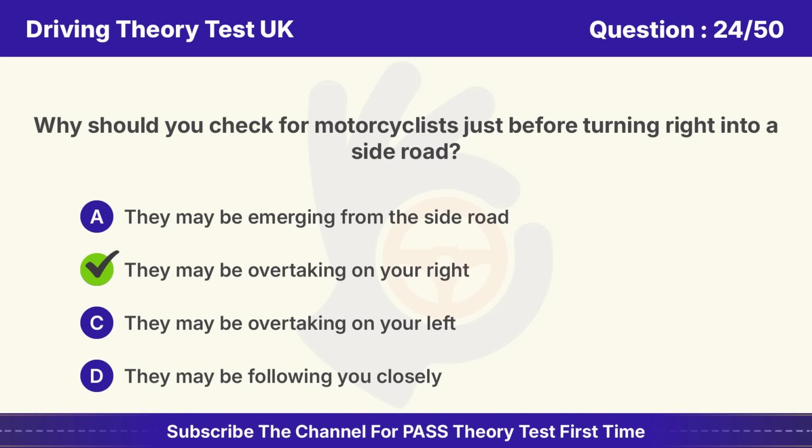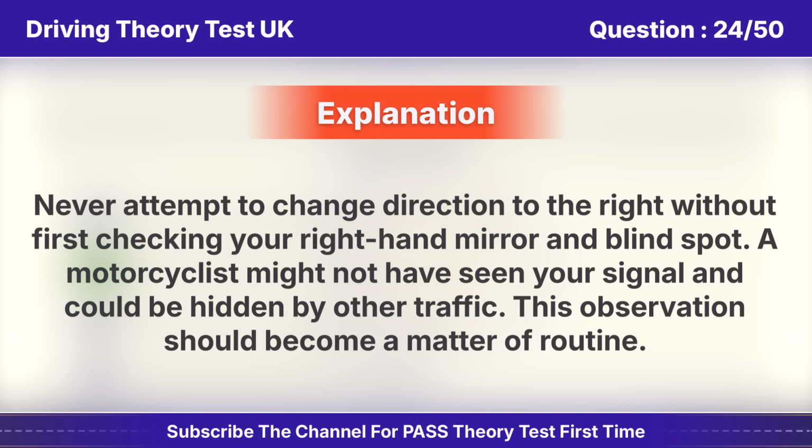Answer is B. They may be overtaking on your right. Never attempt to change direction to the right without first checking your right-hand mirror and blind spot. A motorcyclist might not have seen your signal and could be hidden by other traffic. This observation should become a matter of routine.